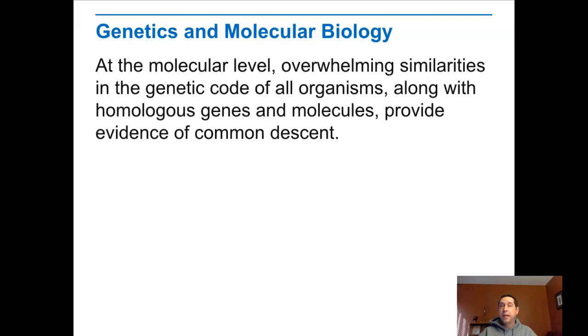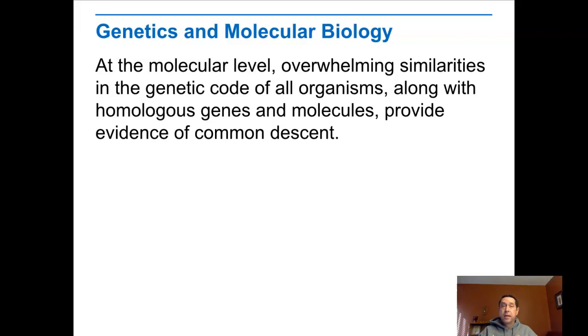And finally, molecular biology. This is one of the things that Darwin didn't have access to because, in the 1800s, we didn't know how genetics worked. We didn't know what DNA was and how it worked. But at the molecular level, we can look at the genetic code of all living things, and you see that almost all living things have the same genetic code, which tells us that there's a genetic basis to life as well as a common ancestor.